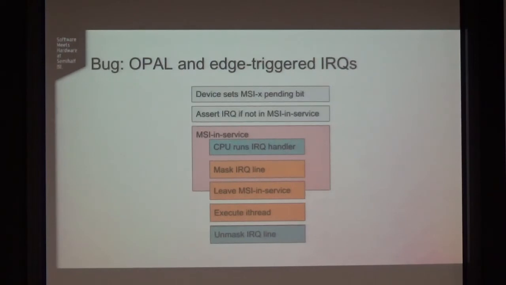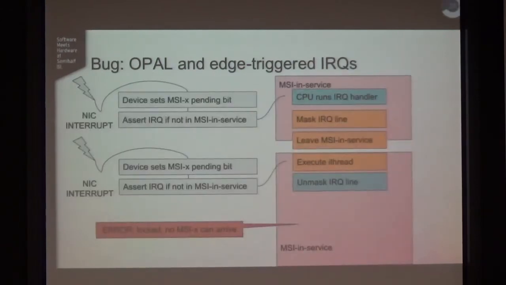This looks quite good. However, it has a race condition inside. There is a problem between the leave MSI in service block and the unmask IRQ line block. The execute ithread step might take a while because ithreads can sleep, and they can be CPU intensive. So the time we spend in execute ithread is quite significant.